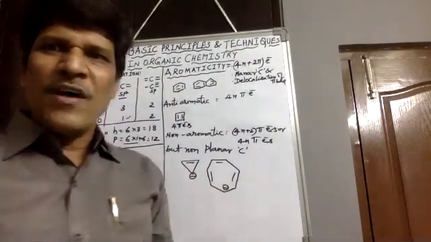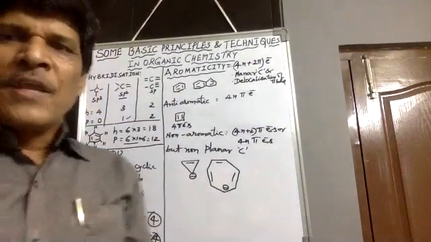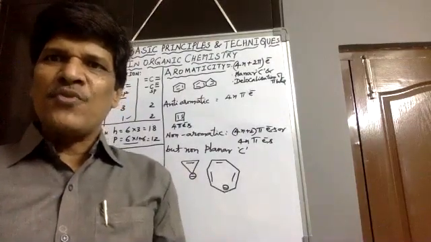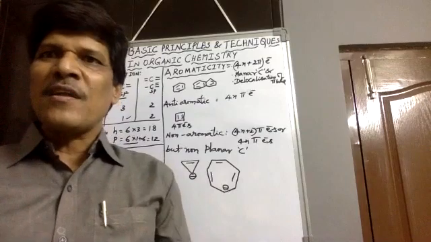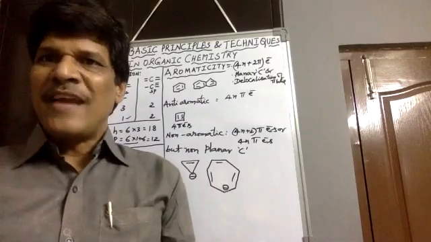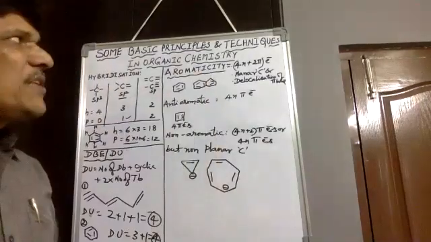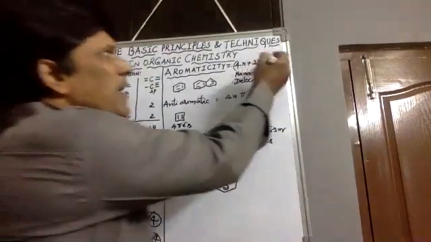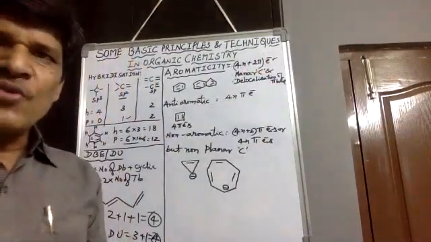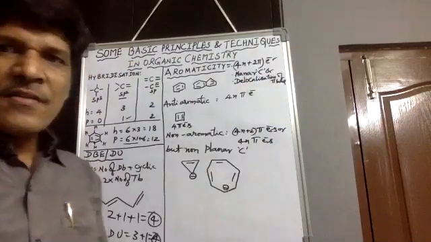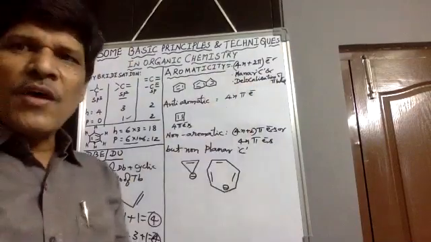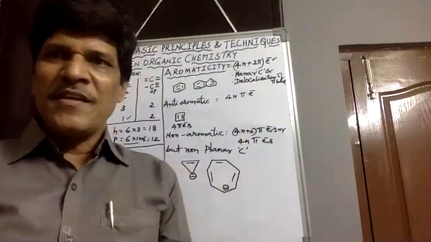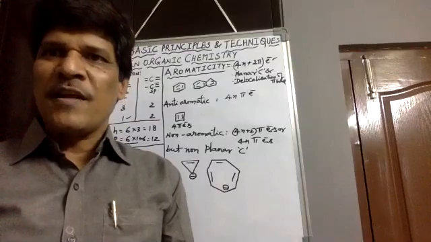The third point we take is aromaticity. Aromaticity shows the stability of a molecule. Aromatic compounds are more stable, anti-aromatic compounds are least stable, and non-aromatic compounds lie between aromatic and anti-aromatic. Aromaticity we can explain by using Huckel's rule, that is 4n plus 2 pi electrons, and every carbon should be in a planar shape. As well as the third point, delocalization of pi electrons. If there is no delocalization, there is no aromaticity, even though they satisfy the 4n plus 2 pi electron system.